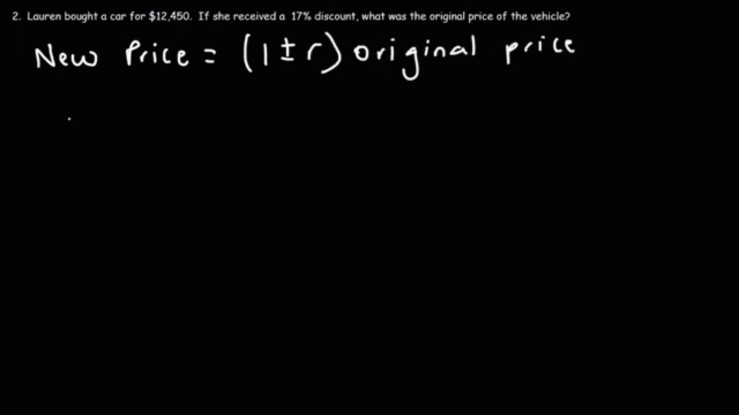So the new price after the discount was applied is $12,450. So since we're dealing with a discount, we're going to use a negative sign. Now 17% as a decimal. If we divide 17 by 100, that's going to be 0.17. And the original price is what we're looking for. So we're going to call this X.